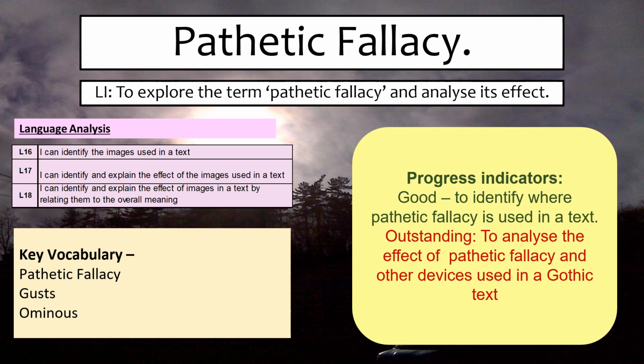So key vocab that we're going to need for today is pathetic fallacy because it is our device, but some other vocab that you might need is gusts. If you're not sure what gusts are, it's a very strong wind, and also that ominous, okay? So this idea that something's quite dark and sinister.